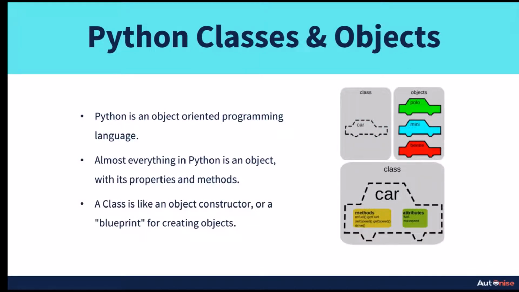Python classes and objects first. So what are these classes and why do we need them? The short answer would be a class is like an object constructor, or a blueprint for creating objects. So what are objects then?